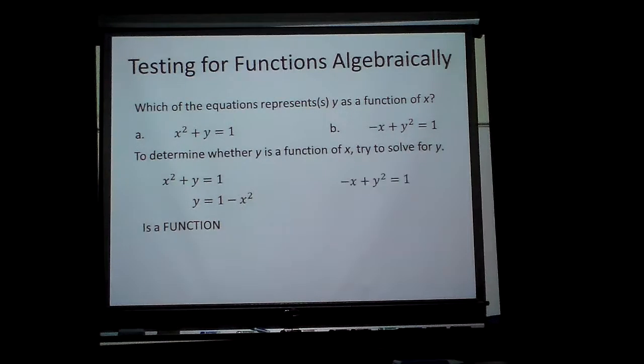Sorry, that one is a function. Now this one here, I would add an x to each side, and then I would have to square root it. But because I square rooted it, I have positive answers and negative answers, indicating there are two answers that make this one correct. So therefore, that one is not a function. You can get two possible answers. It is not a function.